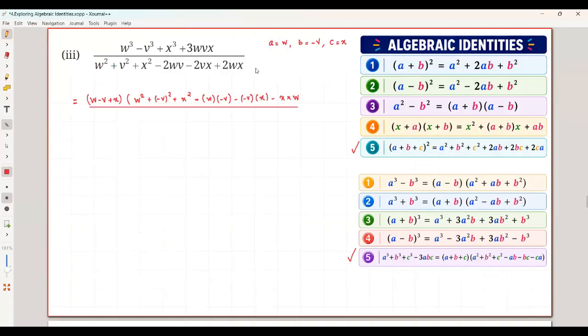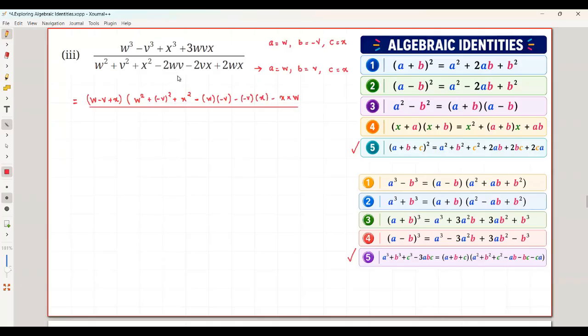Okay. From this, I have to find out what is A, B, C. A place we have W. Okay, A is equal to W. And B place we have V, so B is equal to V. And C place we have X. Okay, so everything is positive, meaning the answer is W plus V plus X the whole square.